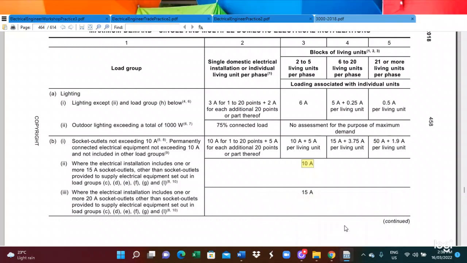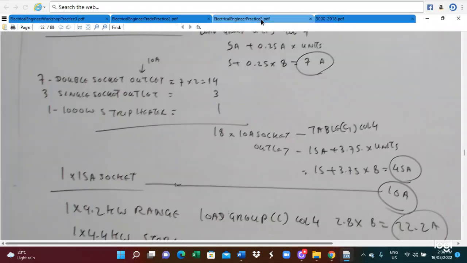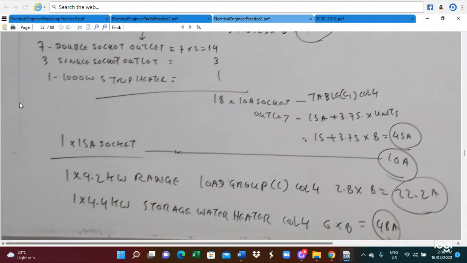So that is it in this problem. For the 15 ampere socket outlet, we take the 10 ampere. Another thing is a range. There are two kinds of range. One is a 9.2 kilowatt range.